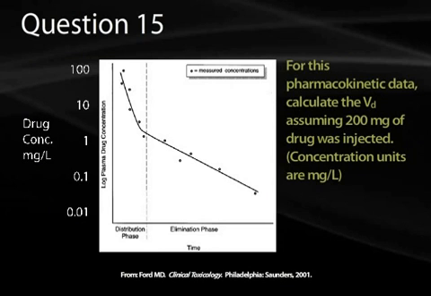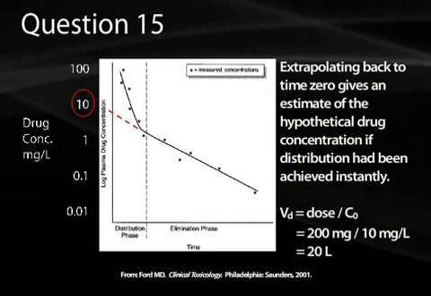Question 15. For this data, calculate the volume of distribution, assuming that the loading dose is 200. This question is testing your ability to figure out what the C0 is. And as you know, all you have to do is extrapolate this curve back along the elimination phase, and that will tell you what your C0 is. Remember, C0 is a false number, and in this case, the C0 is 10. It's a hypothetical drug concentration as if distribution had been achieved instantly. So the volume of distribution is 200 divided by 10, which is equal to 20.